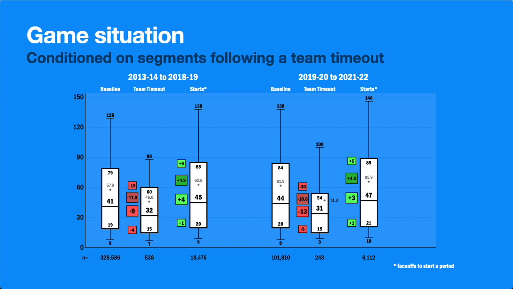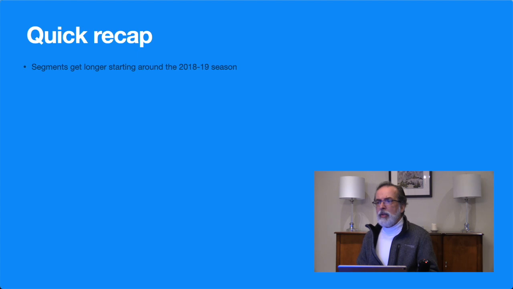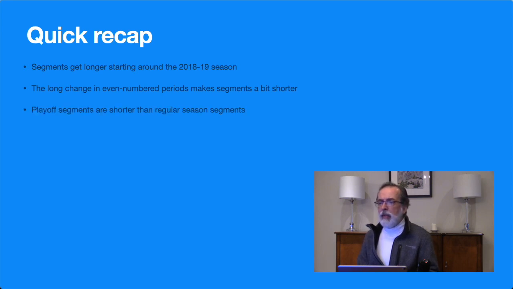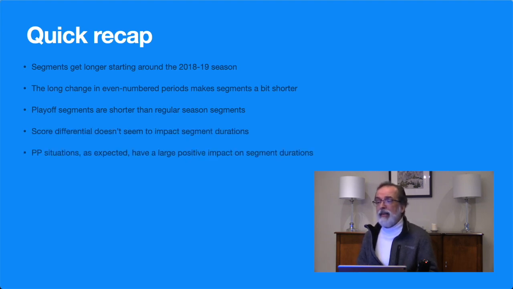So anyway, this is meant to be short and sweet. It's found a few interesting things. It seems that segments get longer starting in the 2018-19 season. The long change in even numbered periods seems to make segments a little bit shorter, which is kind of interesting. Playoff segments are shorter than regular season segments, but not by a huge amount. Score differential doesn't seem to impact it at all. Power play situations, as expected, have a huge positive impact.